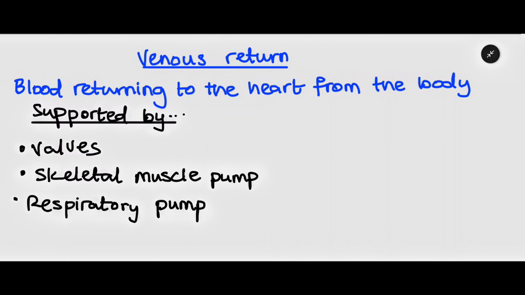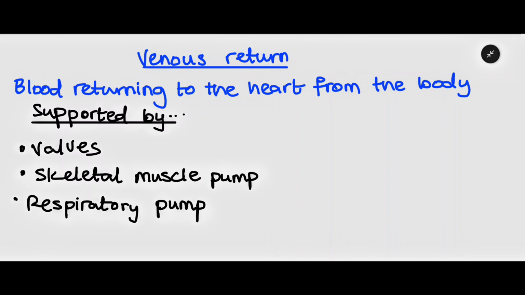Now let's define venous return. Venous return is the process of blood returning to the heart from the body. So venous return is supported by several mechanisms, one of them being the valves in the veins, which we've spoken about. Valves in the veins are really important for stopping backflow of blood, because imagine if your blood was trying to rise up through your legs, but it just kept flowing back and flowing back. It would never eventually reach your heart. So having those valves there stops it from flowing back.